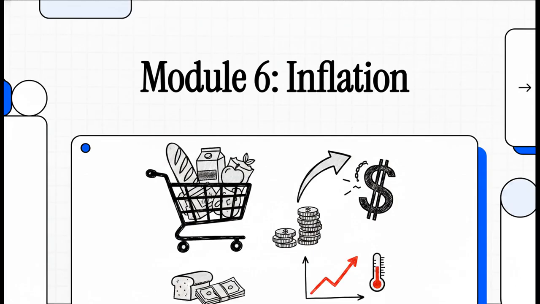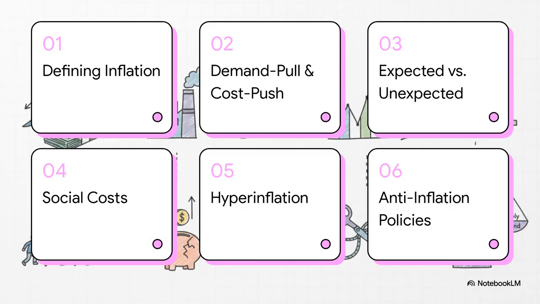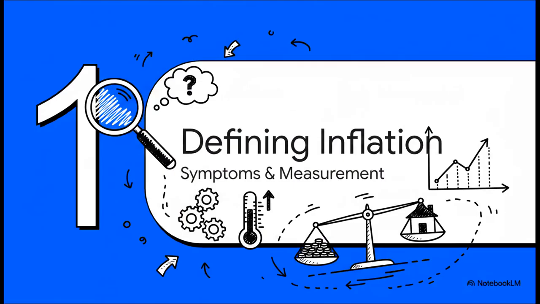Let's get into it. Here is our roadmap for today's explainer. We'll cover defining and measuring inflation, demand pull versus cost push, expected versus unexpected inflation, the social cost of inflation, the extremes of hyperinflation, and finally, anti-inflationary policies. Kicking things off with Section 1, defining and measuring inflation.